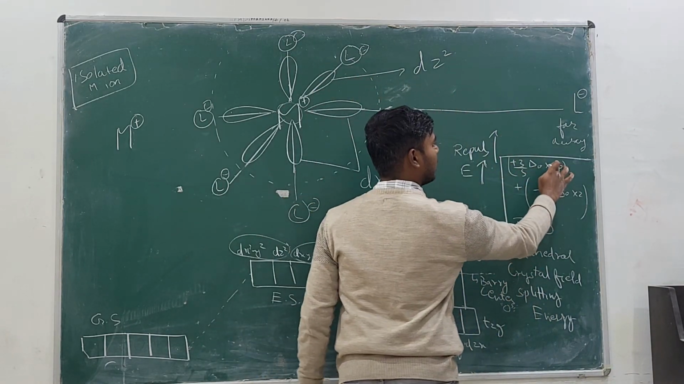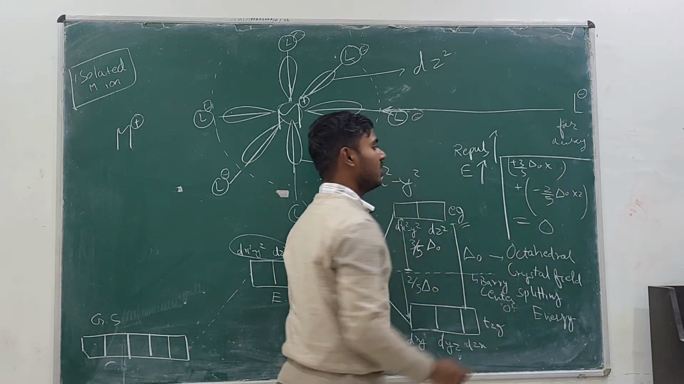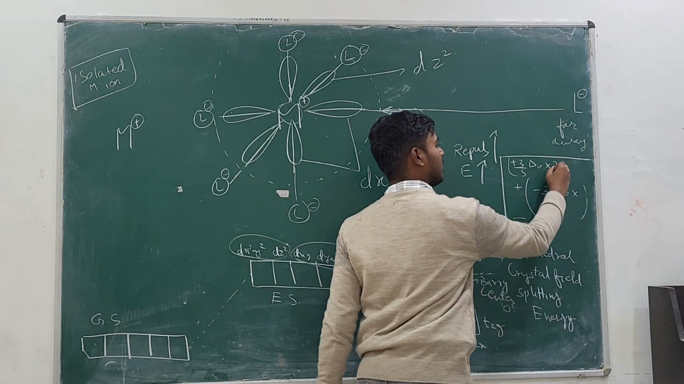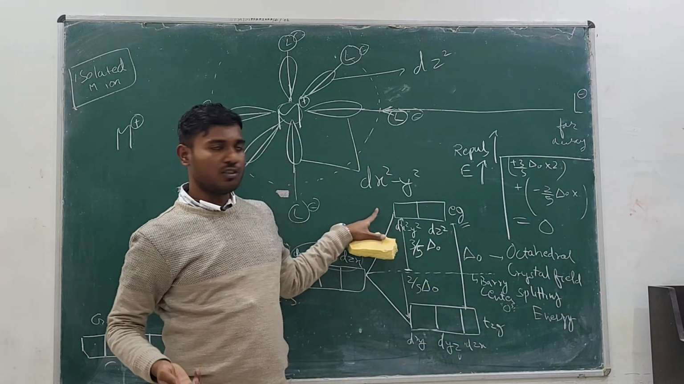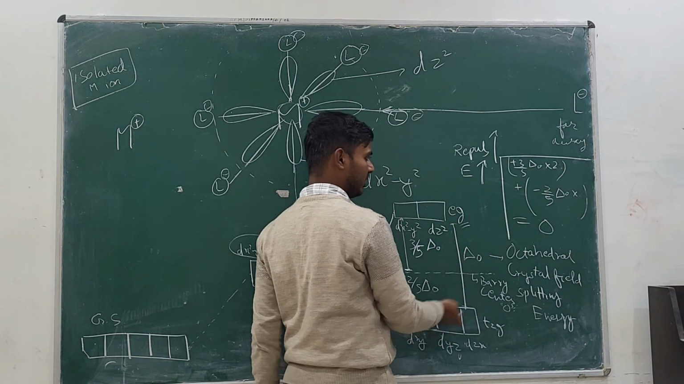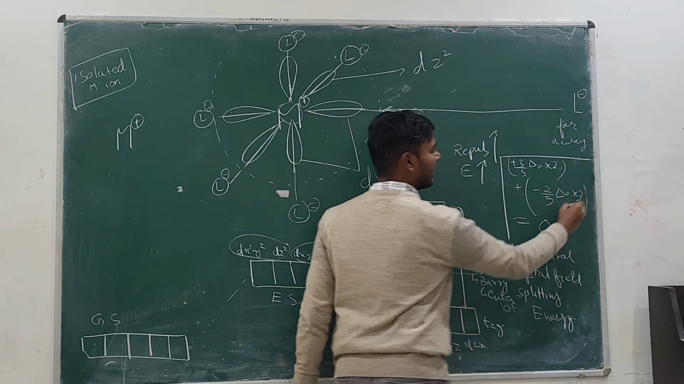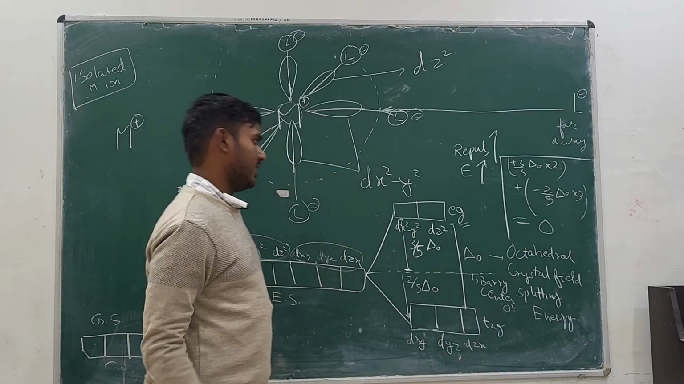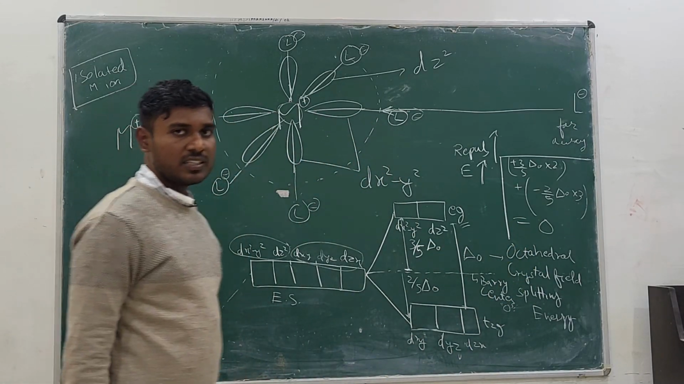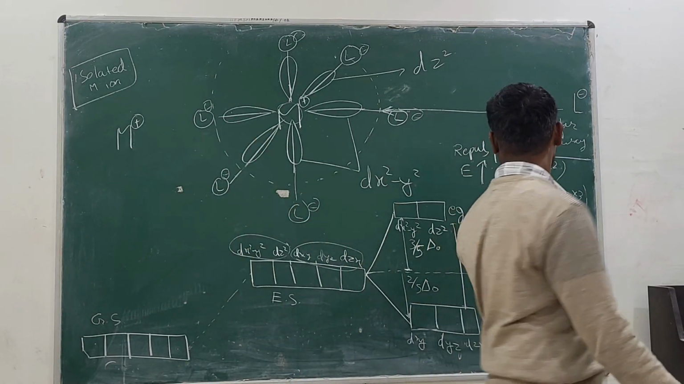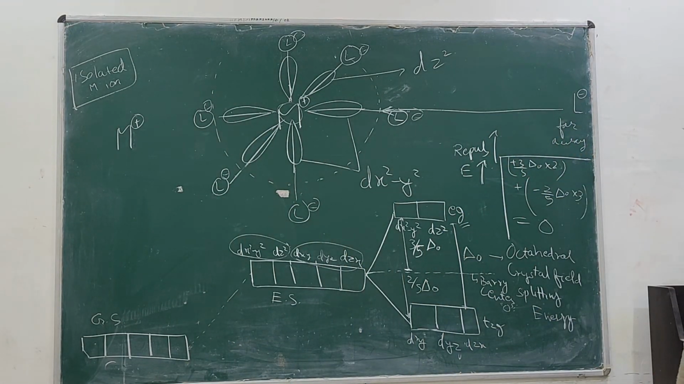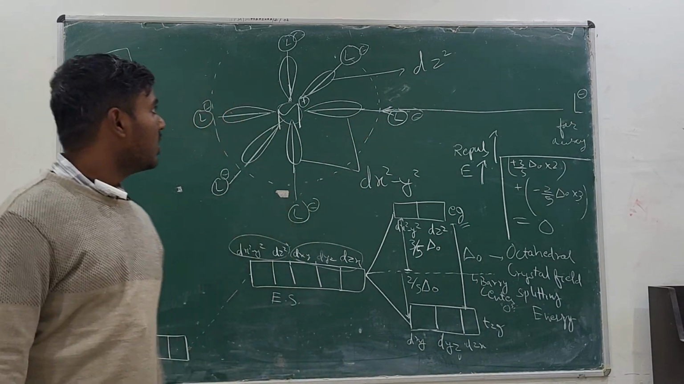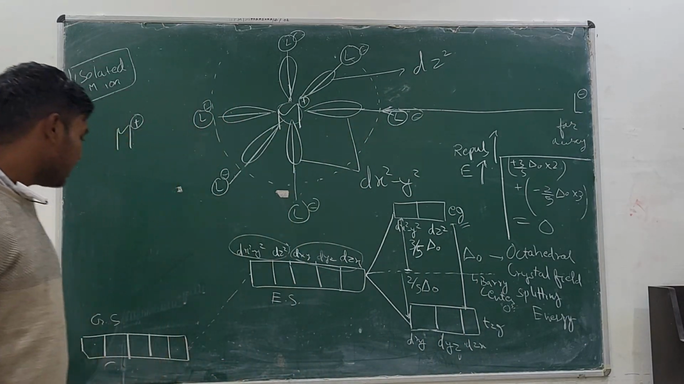Sorry, I made a mistake here. This must be 2, because in Eg we have 2 orbitals, and in T2g we have 3 orbitals. Then this must be 3, and it will come to 0, which is our barycenter energy. So I hope now it is clear that the formation of octahedral metal complexes is explained by CFT.